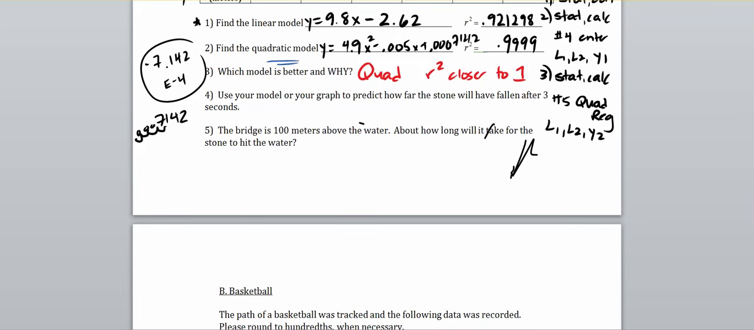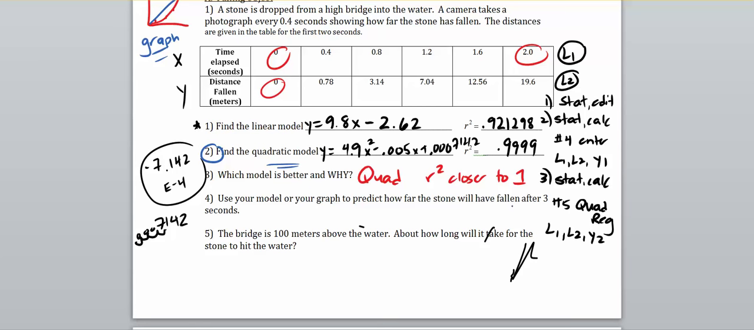Okay, then it says use your model or your graph to predict how far the stone will have fallen after 3 seconds. Well, once you pick your model, so if I'm doing this quadratic model, if I want to find out how far after 3 seconds, well, 3 seconds is really my x. So there's 2 ways of doing this. You can take your equation above, and I can put a 3 in for every place I see an x. Okay, so I'm going to plug in 3.